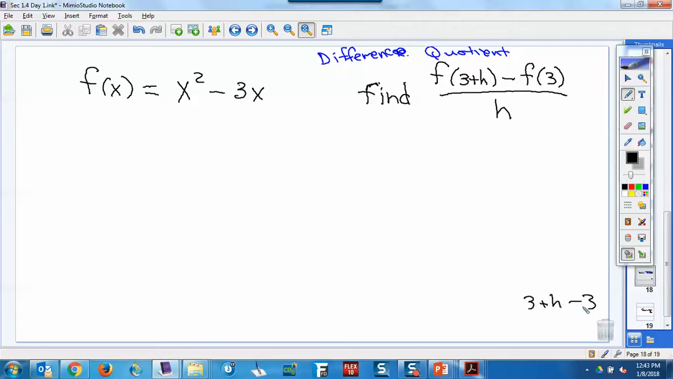Would it just be h? Right? So the top is really subtracting the y's, the bottom is really subtracting the x's. It's really rise over run. It's really a slope calculation. But anyway, we call it the difference quotient. Not important for you to know that right now.